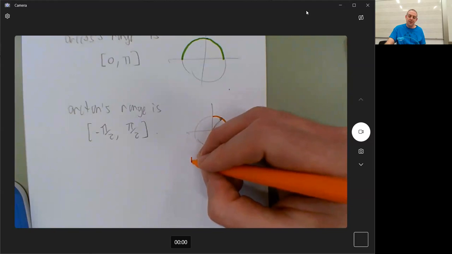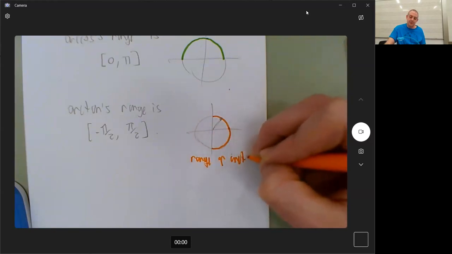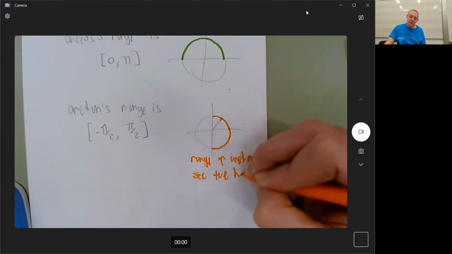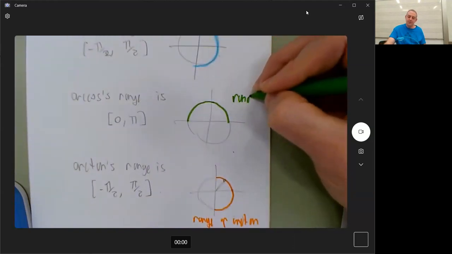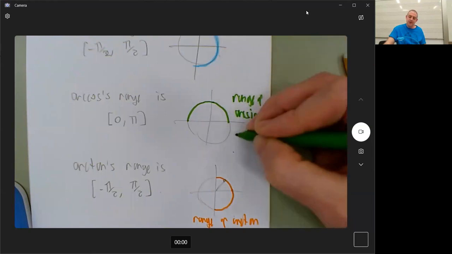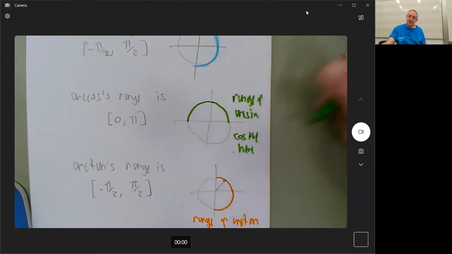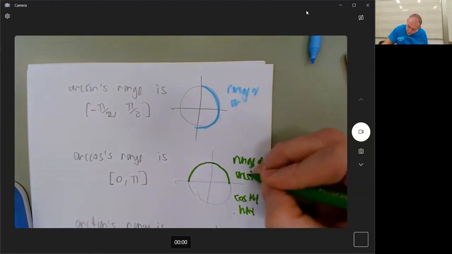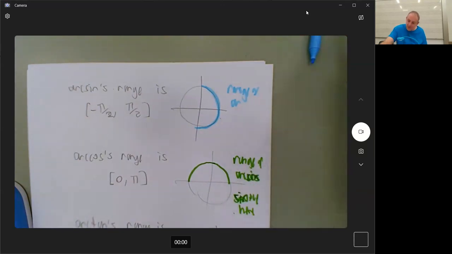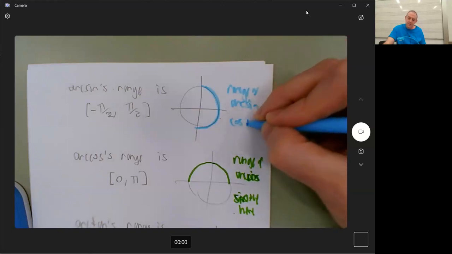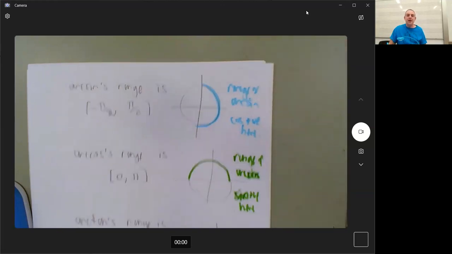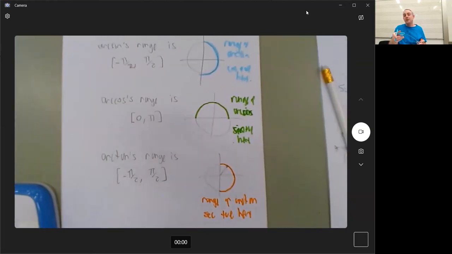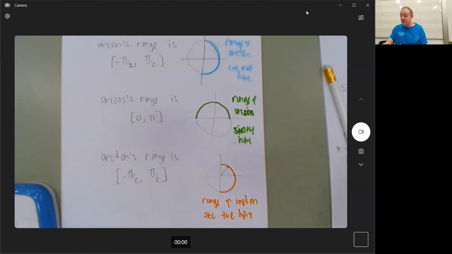So this zone here is the range of arctan, and sec is positive here. And this is the range of arc sine, and cos is positive here. And this is the range of arc cos. Sorry, this was cos. Sorry, arc cos. And sine is positive here. That is possibly a coincidence, but it is extremely convenient for calculating the derivatives of the inverse trig functions.